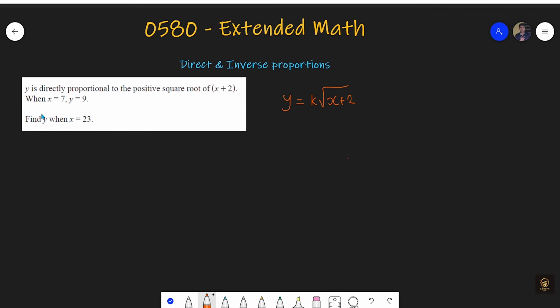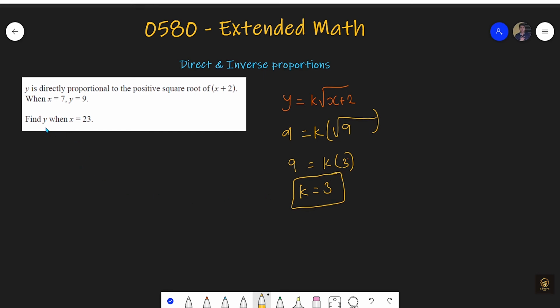Now let us substitute the given values. When x equals 7, y equals 9. So y is 9, then we have k into the square root of 7 plus 2, which again equals 9. So root 9, we know that's 3, so k into 3 equals 9, so we get the value of k equals 3.